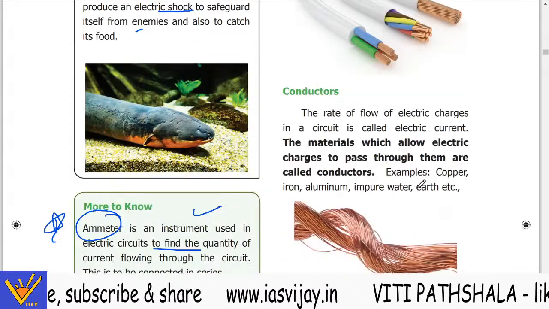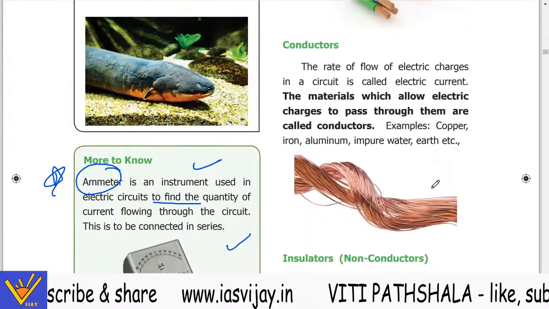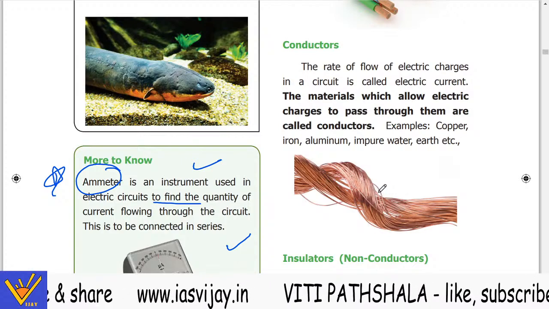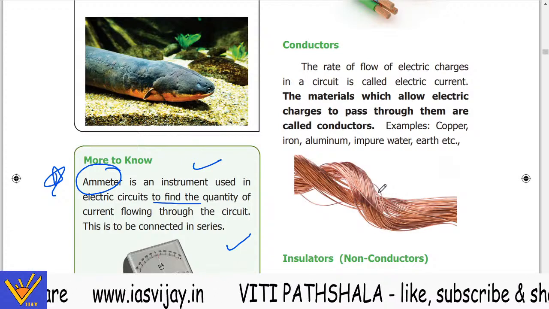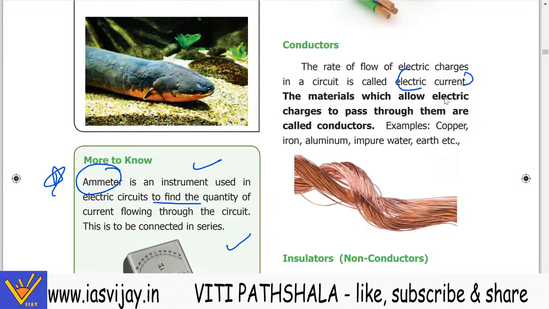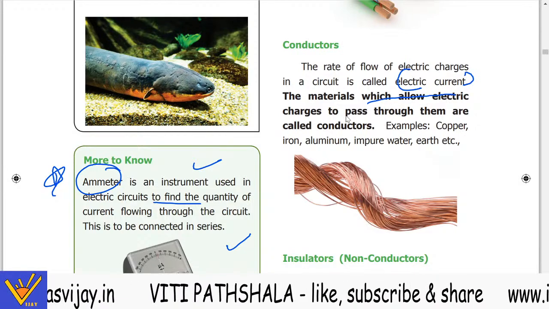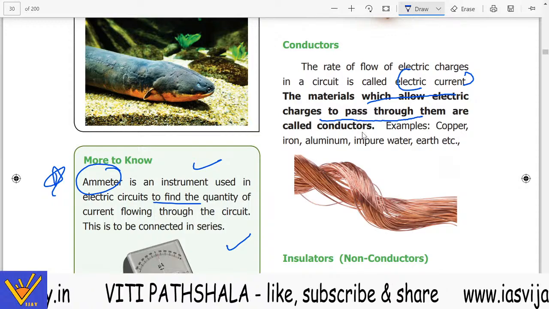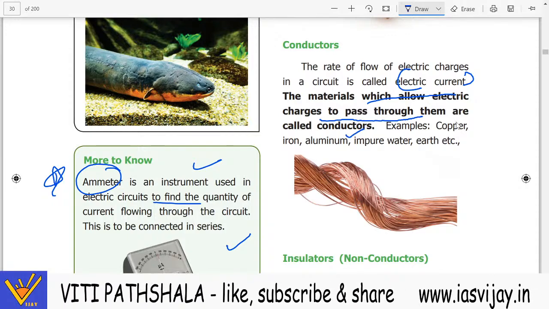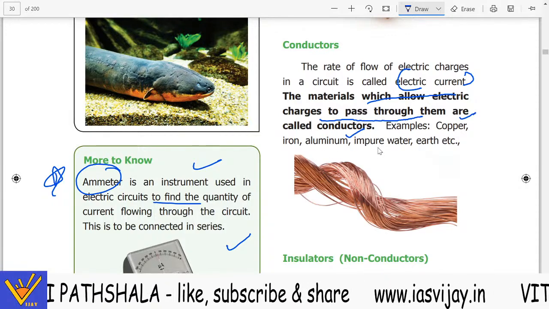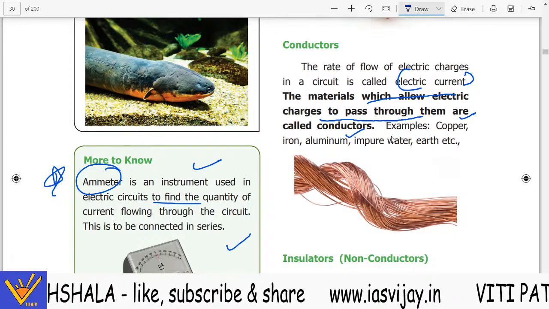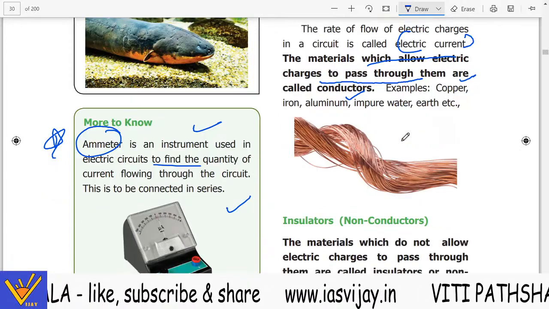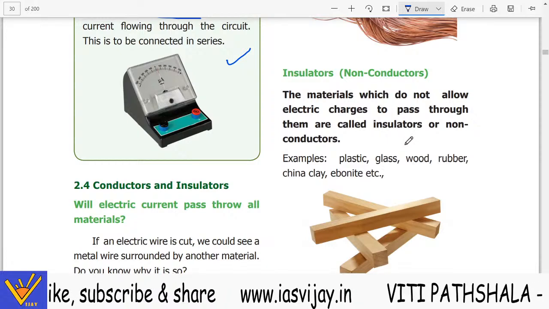Now next comes the conductors. The rate of flow of electric charges in a circuit is called electric current. The materials which allow electric charges to pass through them are the conductors. Examples: copper, iron, aluminium, impure water, earth, etc. These are your conductors.